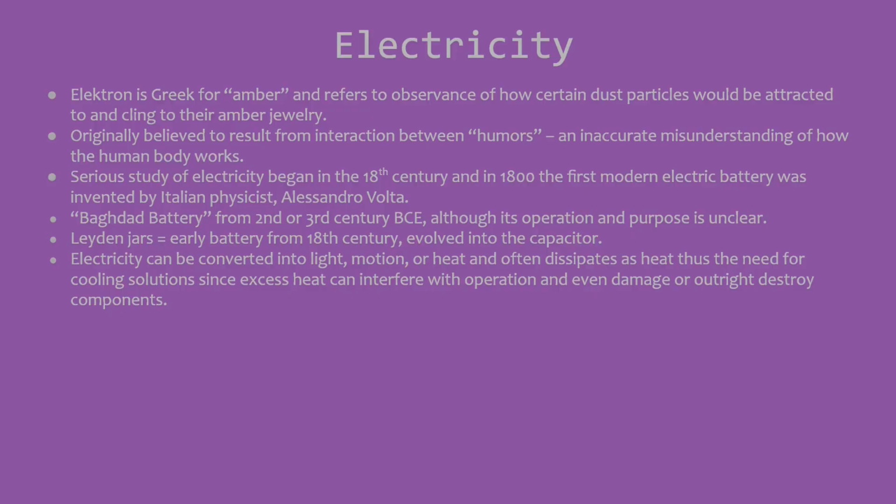Now, all these experiments show that electricity could be both converted from and to other sources: light, motion, heat, chemicals, etc. Keep in mind that electricity also dissipates as heat, and that's why we often see cooling solutions, even if we can't see them personally, for everything from transformers to computers to whatever. And excess heat can actually interfere with circuit operation, damage, or destroy components. Although there are some cases where that heat's good. If you've ever used a toaster, it's metal coils where electricity flows through them and generates heat.